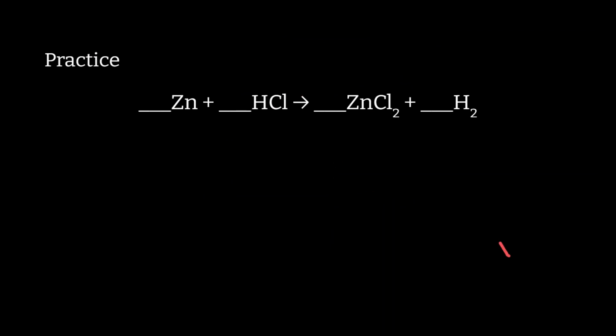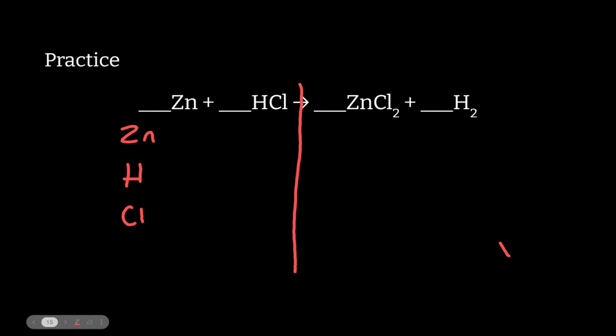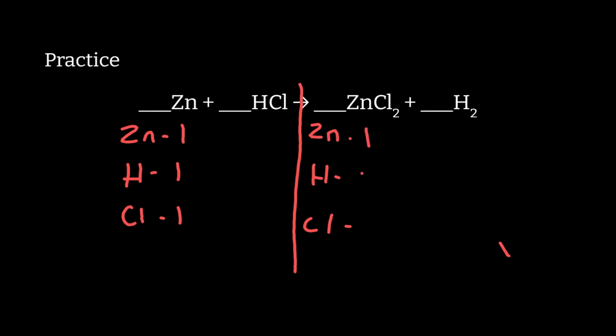So first thing that we're going to do is split this down the middle. We have zinc, we have hydrogen, we have chlorine. And we're going to count these atoms on either side. On the reactant side, I have 1 zinc, 1 hydrogen, 1 chlorine. On the product side, 1 zinc, 2 hydrogens, and 2 chlorine atoms.